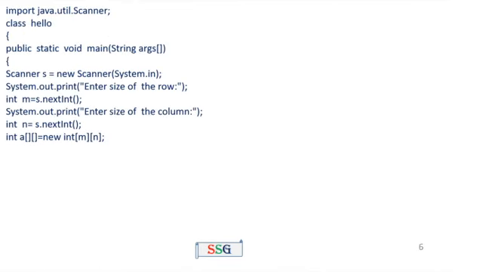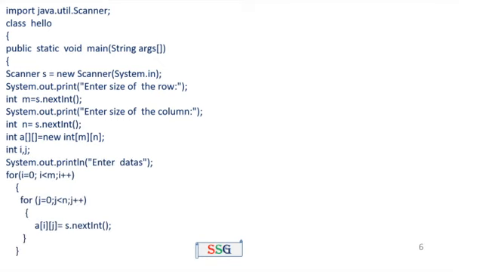One example program. The same Scanner command is compulsory, class name valid, public static void main valid statement, Scanner command okay. The size of the row is represented by the variable name m, the size of the column represented by the variable name n. Next one, array variable declaration: int a[][] = new int[m][n]. Here the array variable is a, its size equal to m rows and n columns. Next i and j for indexing position.